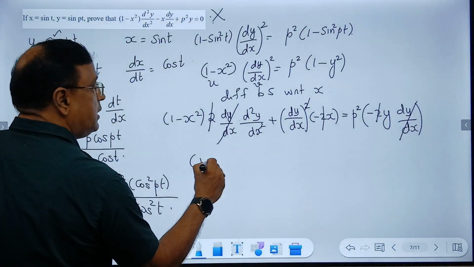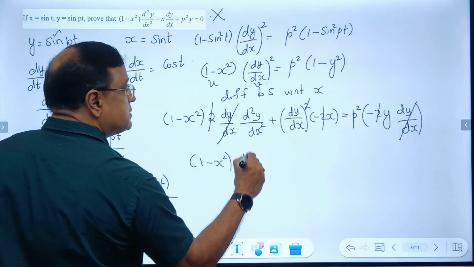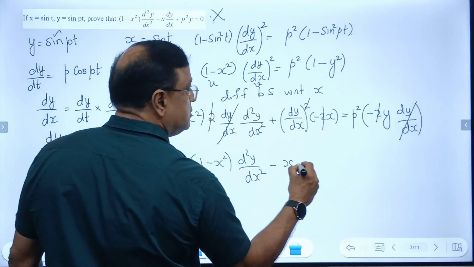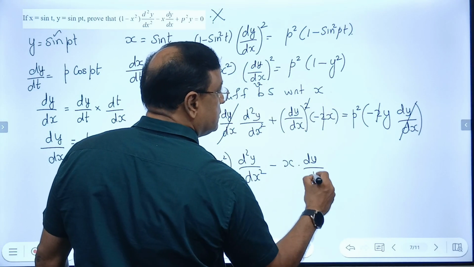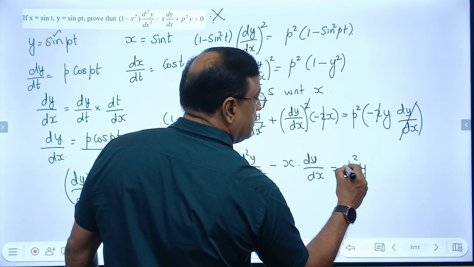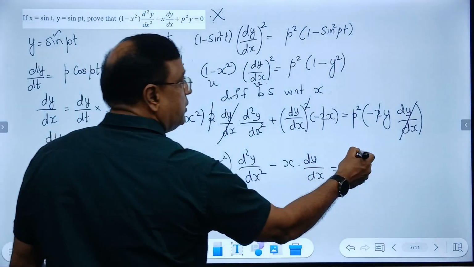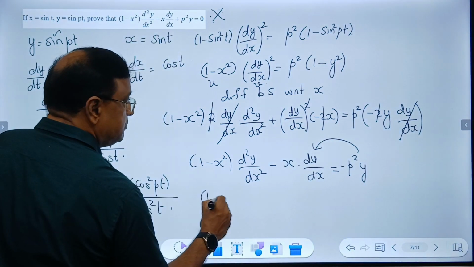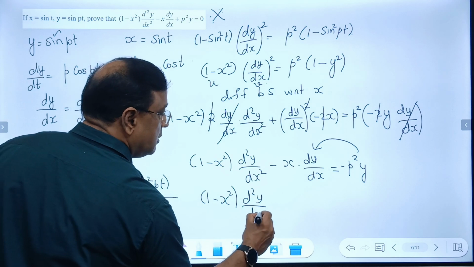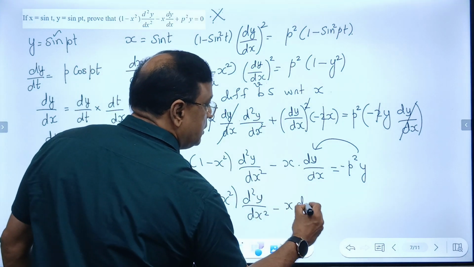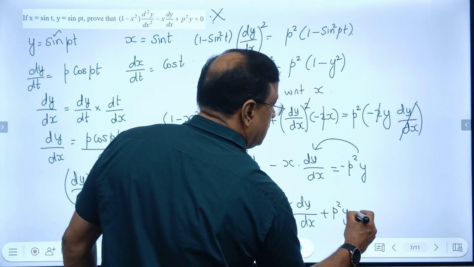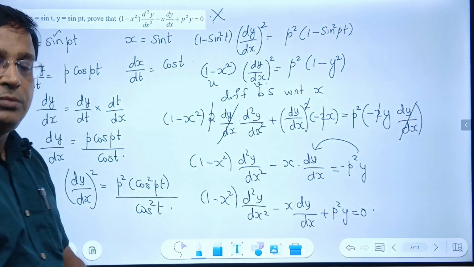So I get 1 minus x square into d square y by dx square minus x into dy by dx equal to p square y minus p square y. If you bring the p square y this side, you get the answer: d square y by dx square minus x into dy by dx plus p square y equal to 0. I hope this is clear to you.